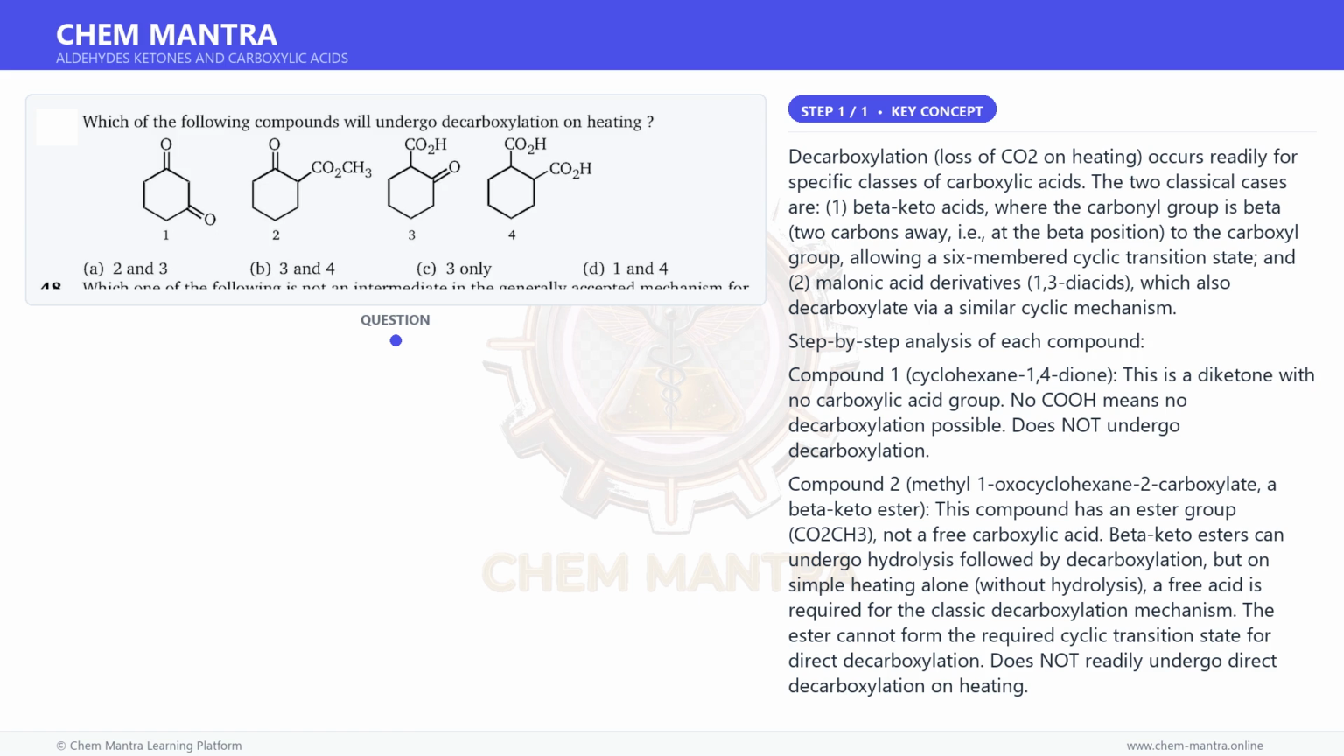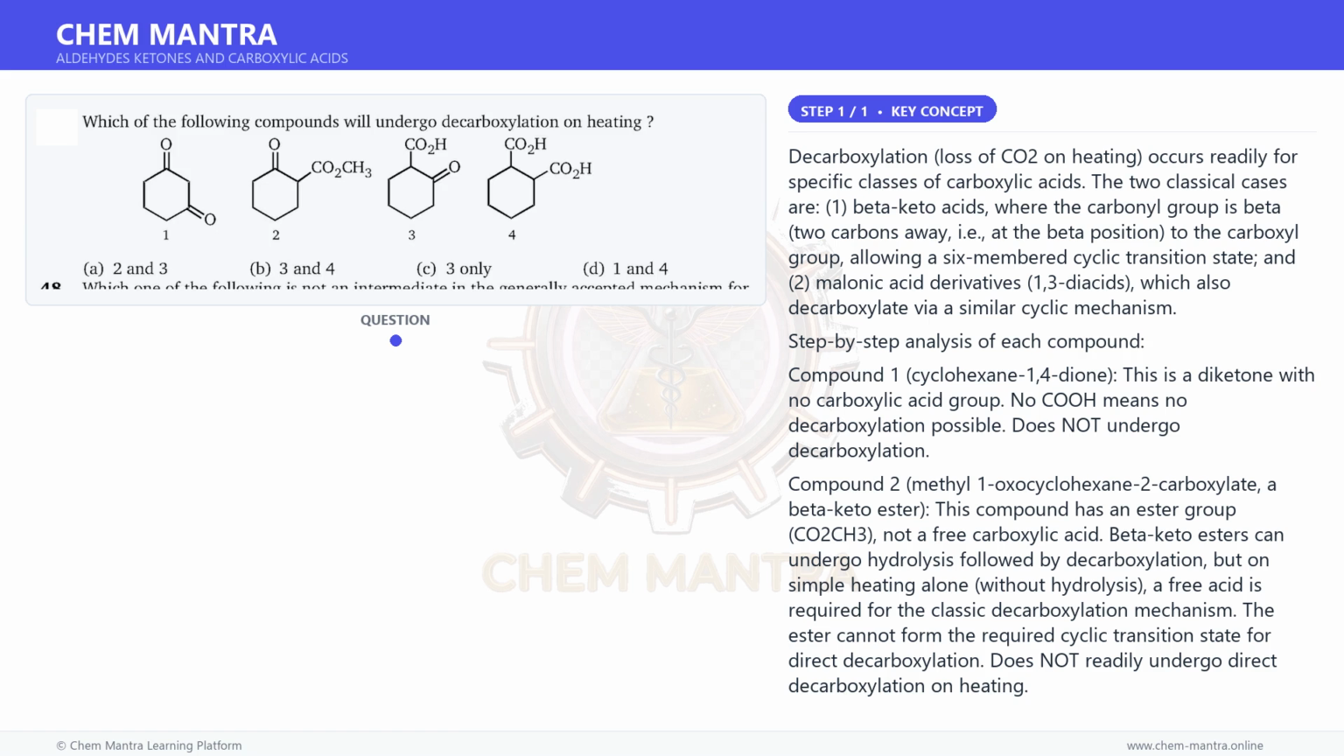Why other options fail? Option A, 2 and 3. Compound 2 is a beta-keto ester, not a beta-keto acid, so it does not directly decarboxylate under simple heating. Option B, 3 and 4. Compound 4 is a 1,2-diacid, not a 1,3-diacid, malonic type, so it does not decarboxylate. Option D, 1 and 4. Neither compound 1 nor compound 4 has the structural requirement for decarboxylation.